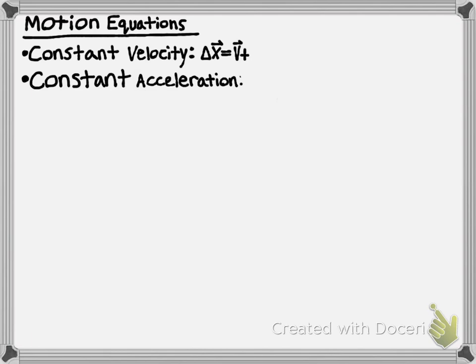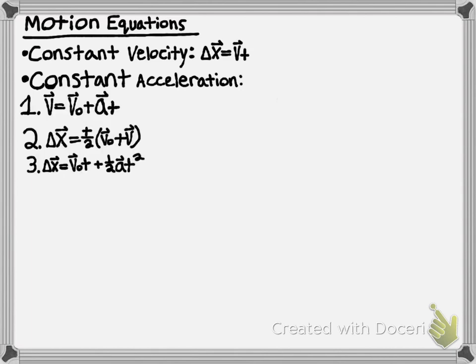Constant acceleration is when an object is speeding up or slowing down at a constant rate. These are the three equations for constant acceleration. You may notice the symbol V with an O at the bottom right, and just regular V. You should remember that the V naught is equal to the initial velocity and the regular V is equal to the final velocity.